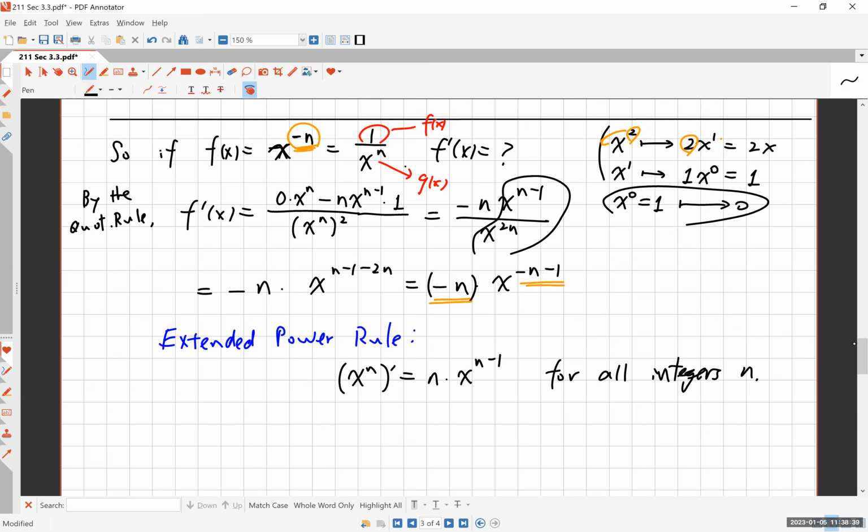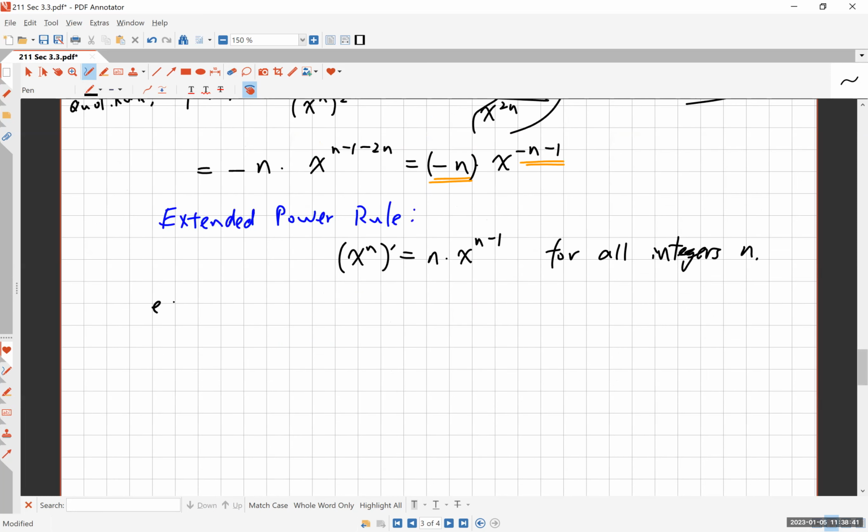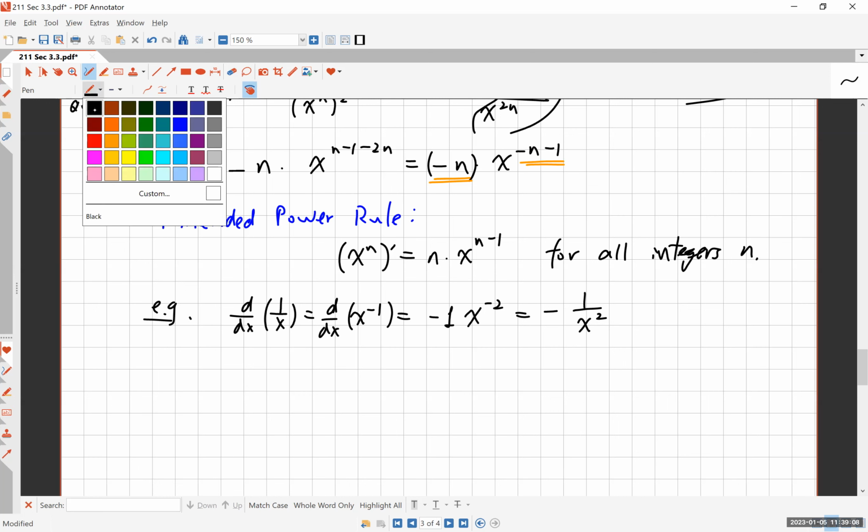All right, a few examples will probably help. The derivative of 1 over x, which is x to the minus 1. What do you think this is? Well, you move that exponent to the front, and then x to the negative 2. So this is negative 1 over x squared. We actually saw this some time ago, a few sections ago.